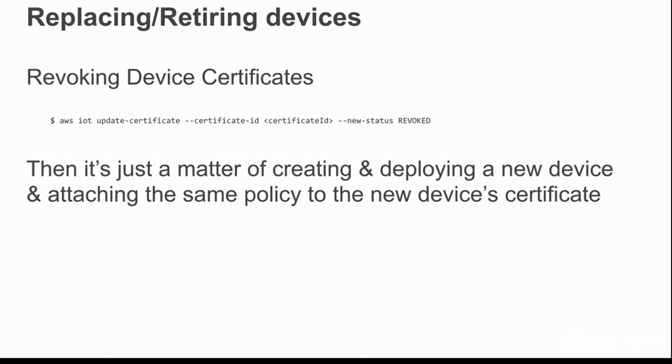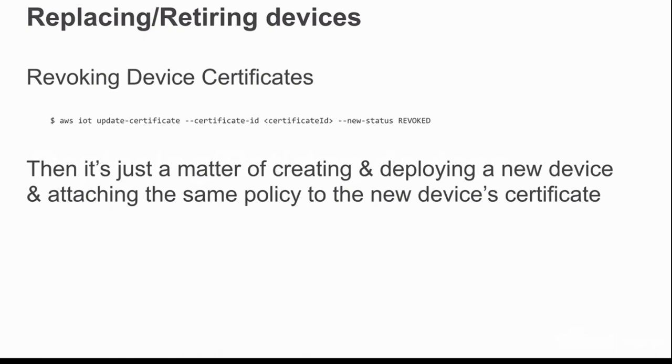Once you've done that, it's then just a matter of creating and deploying a new device with a new certificate and new keys on it, and then you attach the same policy to the new device's certificate, and that new device will then be furnished with the same access permissions as the device that you've retired, and it will have exactly the same facilities and capabilities to make use of the AWS IoT service.